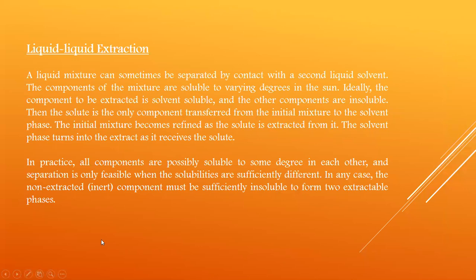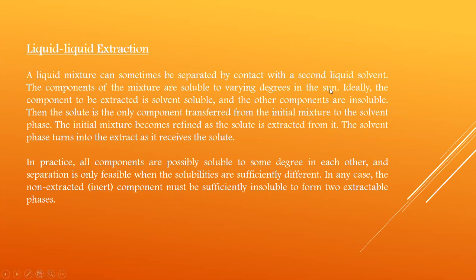Now we go to liquid-liquid extraction. So this time, since it's liquid-liquid, we expect that both phases are in liquid form. A liquid mixture can sometimes be separated by contacting it with a second liquid solvent. The components of the mixture are soluble to varying degrees in the solvent. Ideally, the component to be extracted is soluble in the solvent and the other components are insoluble. So in the case of liquid-liquid extraction, your solvent needs to dissolve only the particular solute that it needs to take out.